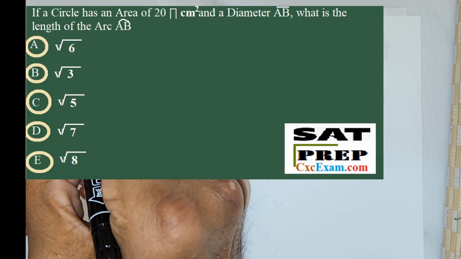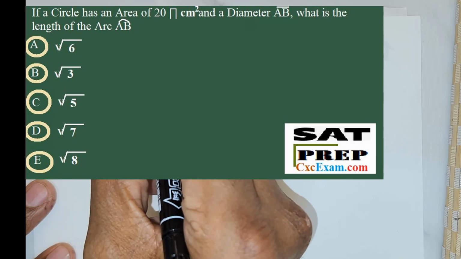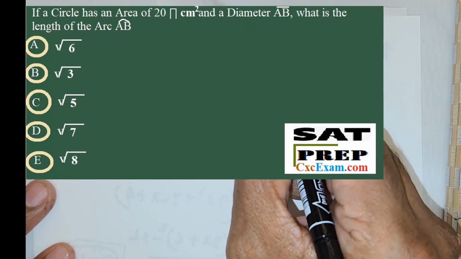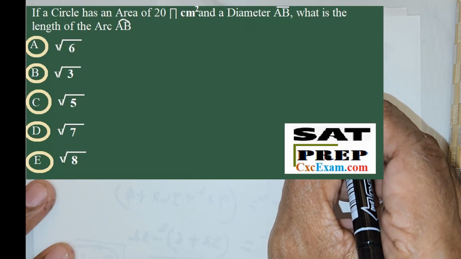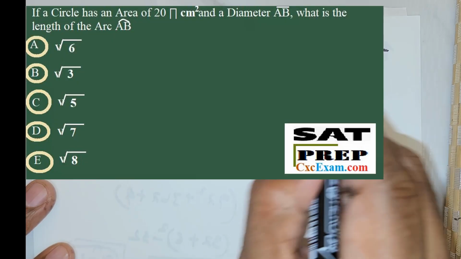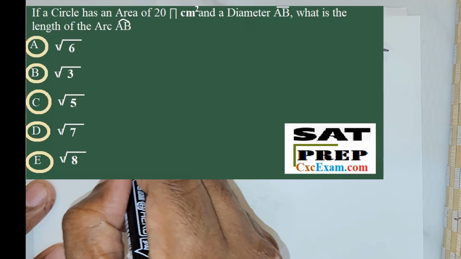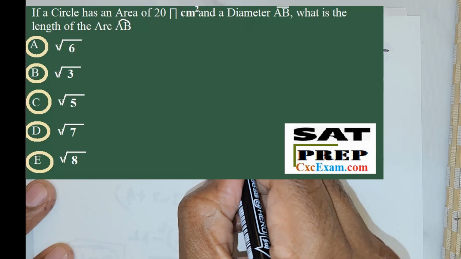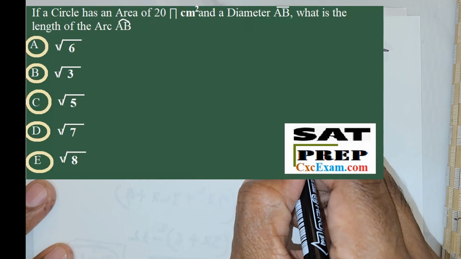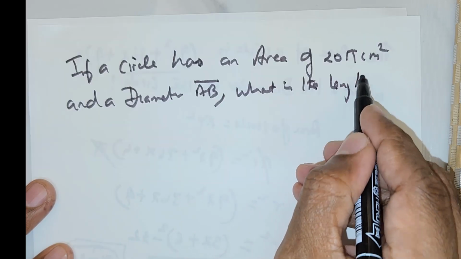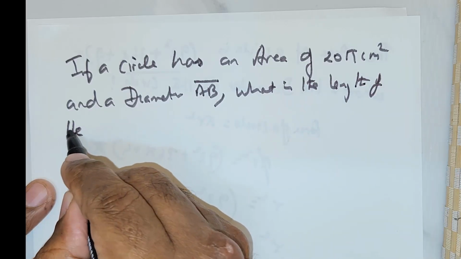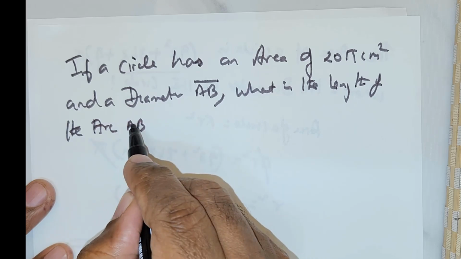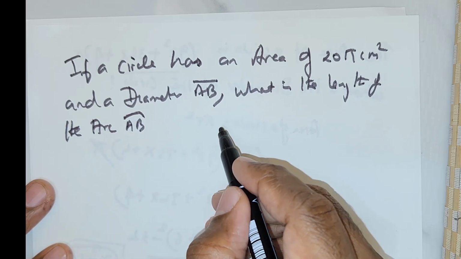This is the next question. If a circle has an area of 20 pi cm squared and a diameter AB, what is the length of the arc AB? They're asking us to get the length of the arc AB.